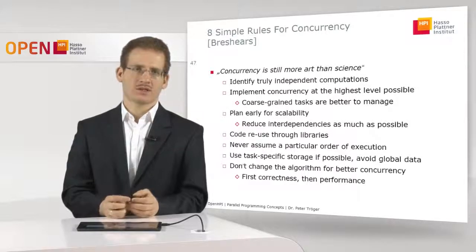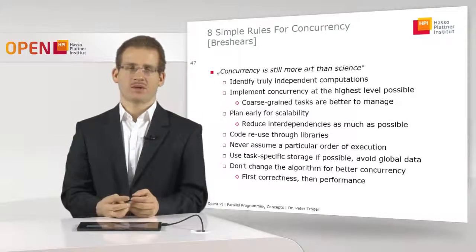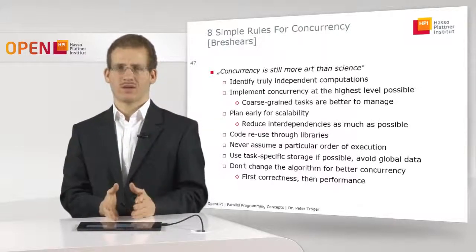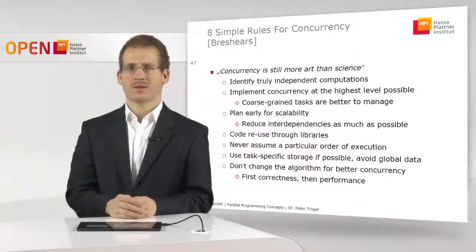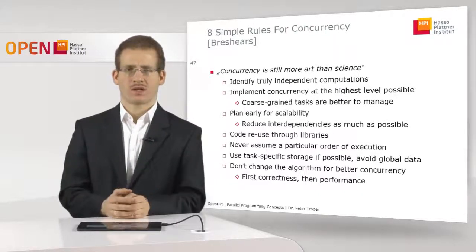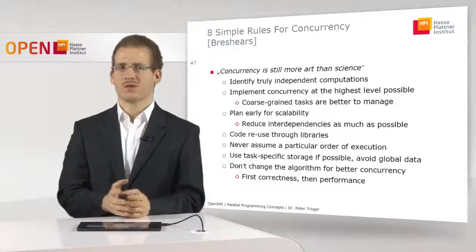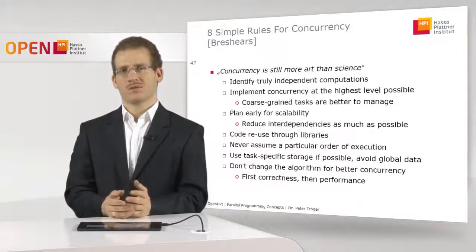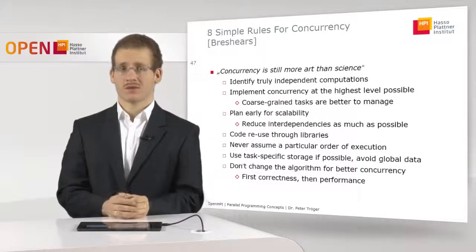Another rule from Brashears is that you should implement concurrency on the highest level possible. So if you do fine-grained concurrency or fine-grained parallelism, a lot of interleavings may happen, a lot of activities are running, and so this is very hard to control and to reason about when you look at your code. So it's better to try to realize coarse-grained concurrency.